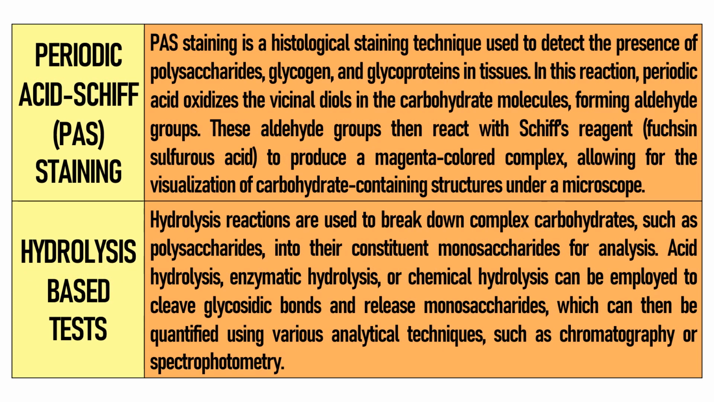PAS staining is a histological staining technique used to detect the presence of polysaccharides, glycogen, and glycoproteins in tissues after an elaborate reaction. A magenta-colored complex is formed which allows the visualization of carbohydrate-containing structures under a microscope.